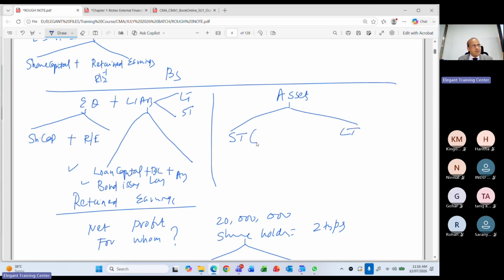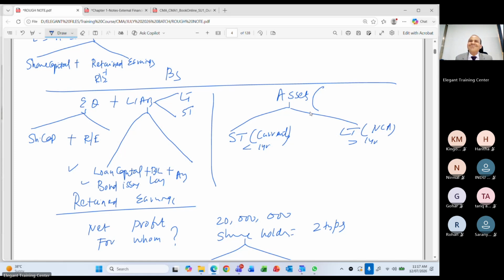What is short term? Current assets. Long term, non-current assets. Short term means within 1 year, long term means after 1 year, right? Now, first of all, what are assets?